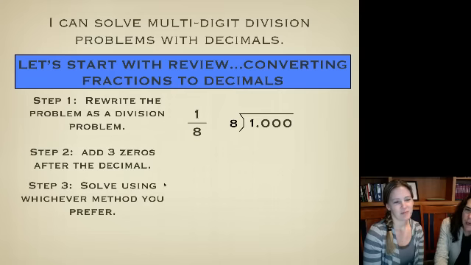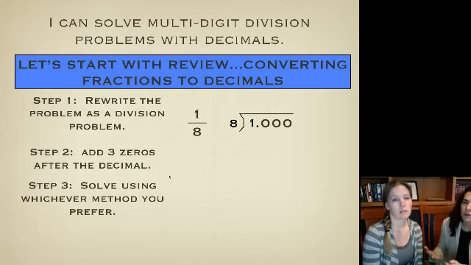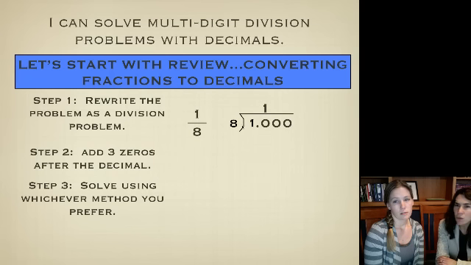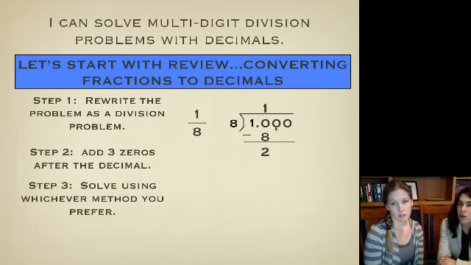Now step number 3, you're going to solve this using whichever division method you prefer. We often show the digit by digit method, but if you prefer any other way, that's completely fine. Right now, don't even worry about the decimal. 8 really can't go into 1, so you look at the next digit. 8 can go into 10 one time, and 1 times 8 equals 8. We subtract that and get 2, and then the next step is to bring down our 0, and now we're dealing with 20.